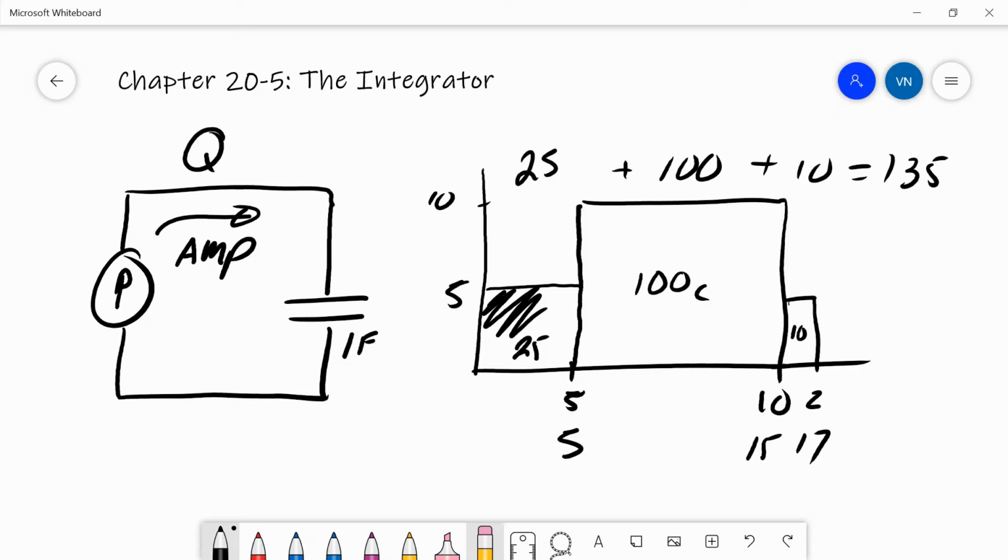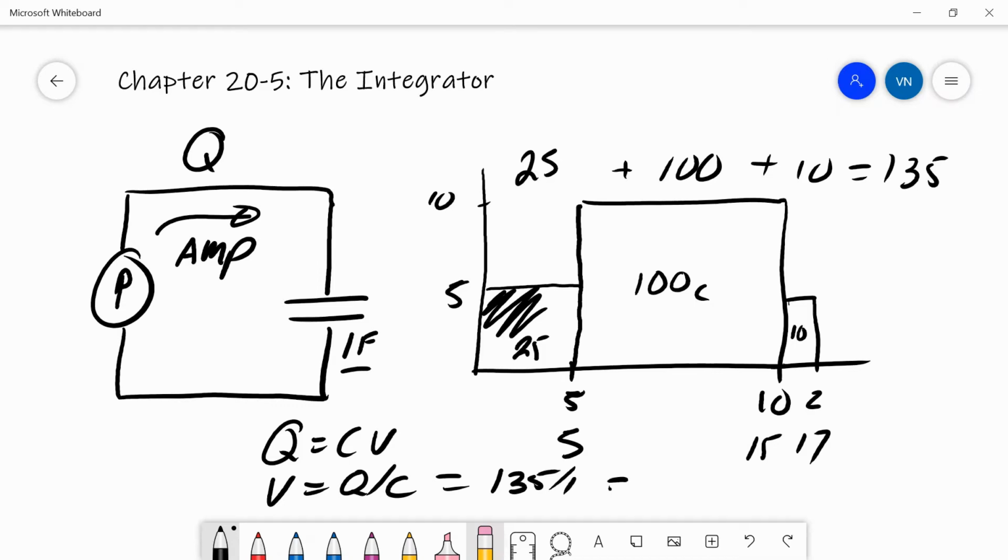What will the voltage be across the capacitor? Well, if Q equals CV, then V equals Q over C. And remember, I said that it was 1 farad, so it's 135 over 1. I would have 135 volts, just like I'd have 135 marked on the side of the water tank. So we can use a capacitor to accumulate charge over time to turn that into a voltage which is representative of an integration function. The voltage value is the sum of everything that's happened up to that point in time, resulting in a voltage on the capacitor.